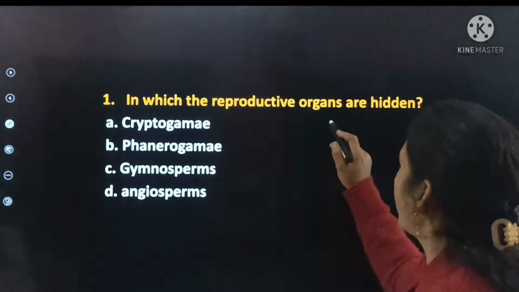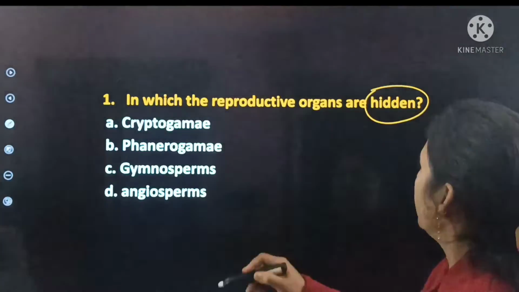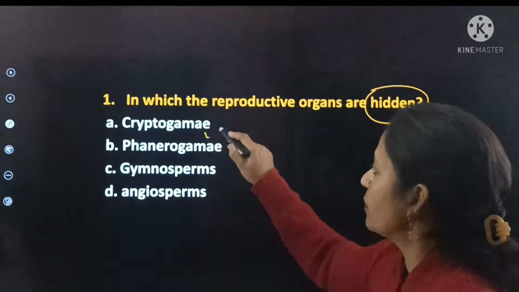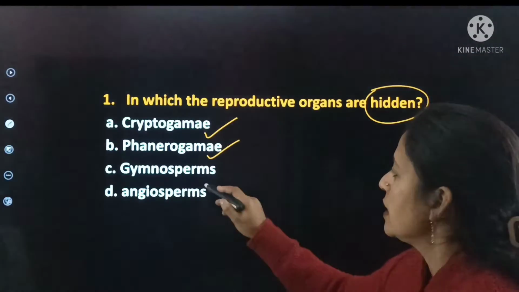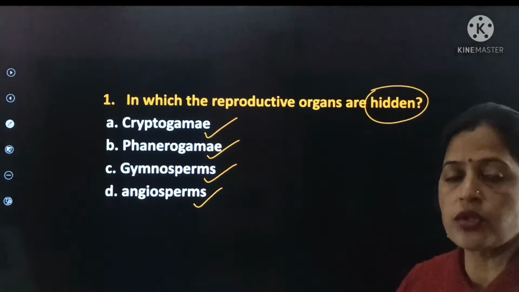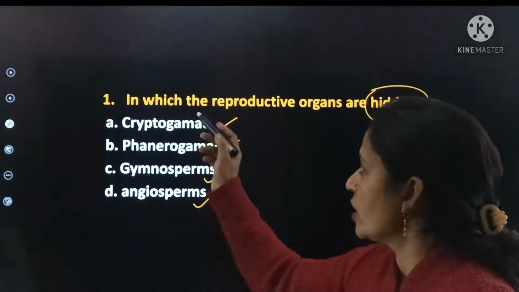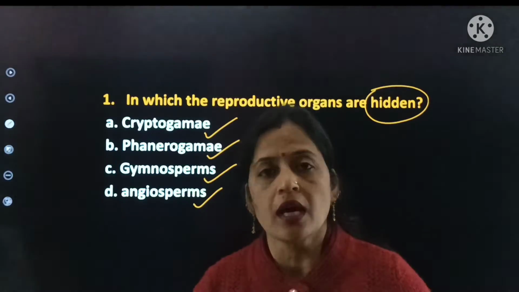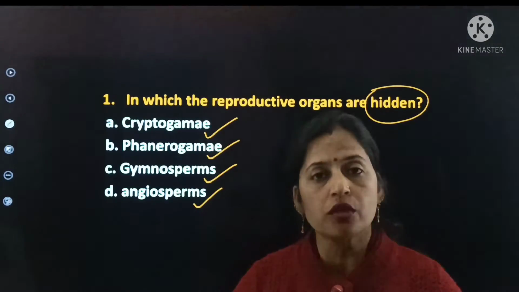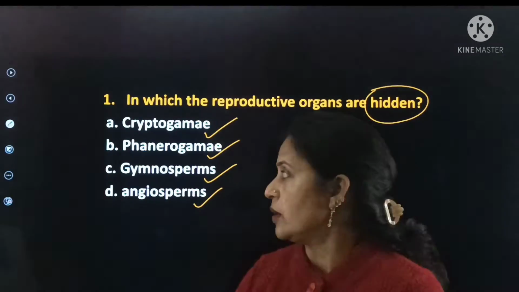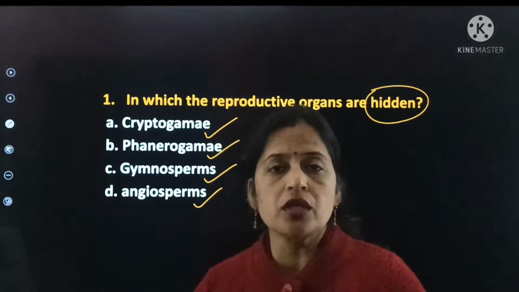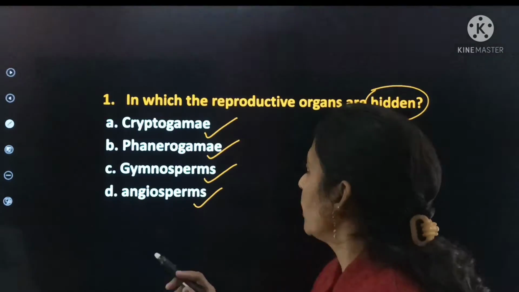The first question is: in which are the reproductive organs hidden? Options are A cryptogam, B phanerogam, C gymnosperms, and D angiosperms. So there are 4 options for question number 1. तो जिसमें reproductive organs होते हैं वो hidden होते हैं वो आपके कौन है?